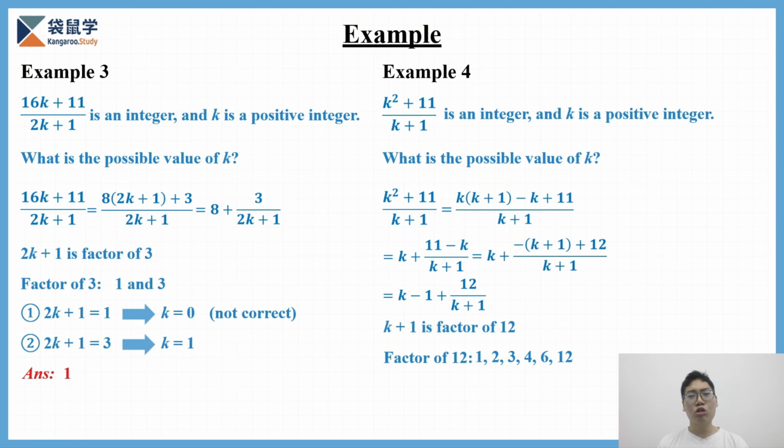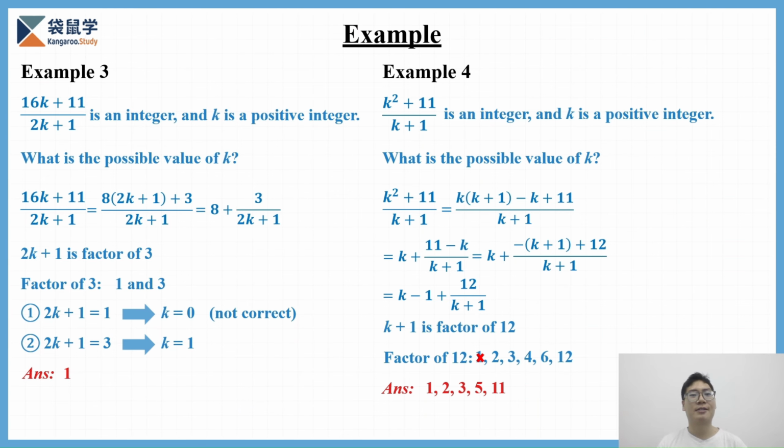Yes, all 2, 3, 4, 6, and 12 satisfy. And 1 does not satisfy because if k plus 1 equals 1, k would be 0, which does not satisfy the criteria that k is a positive value. So now we just need to minus 1 from all of the remaining numbers, which will give us 1, 2, 3, 5, and 11. So now we have solved all of the examples.